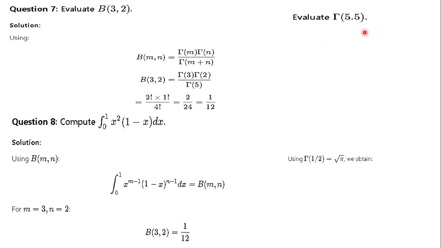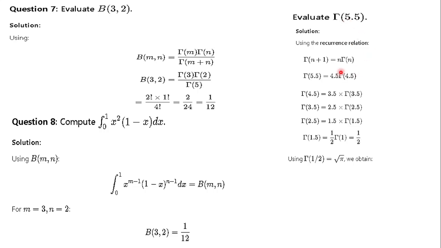Now the next one is, how do we evaluate this? You keep going, this is a recurrence relation. So for us to evaluate this, the first thing is we'll use the formula of recurrence, right? Yes, sir. This is 0.5. So you keep subtracting 1, keep subtracting 1 till you arrive at the final answer.